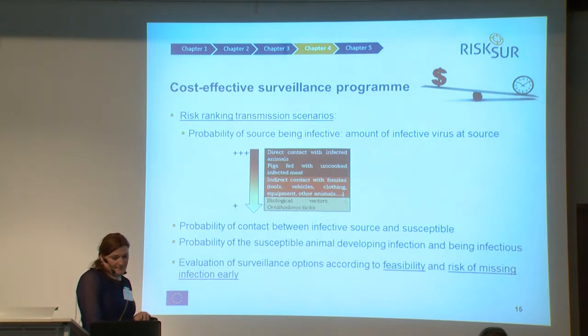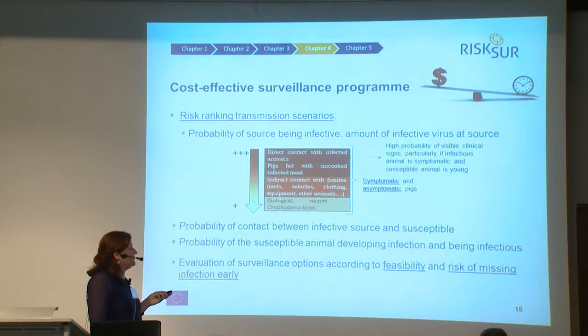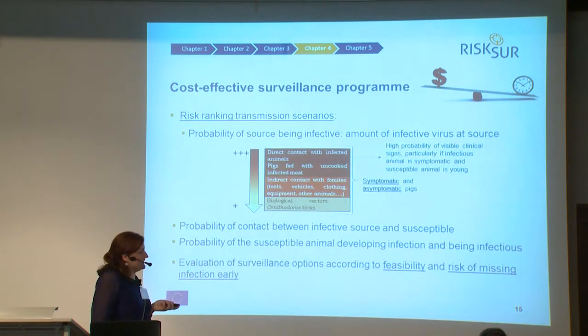So, for example, if the route we are considering for transmission is direct contact with infected animals, there is a lot of shedding of virus in this route, so you would expect a high chance that there is an effective contact. But it will depend on whether the animal, for example, is symptomatic or not, whether the animal has developed antibodies, although the antibodies for African swine fever are not neutralizing, but they definitely influence the clinical course of the disease. And actually, it's important to notice that any of the routes can lead to either symptomatic or asymptomatic pigs.